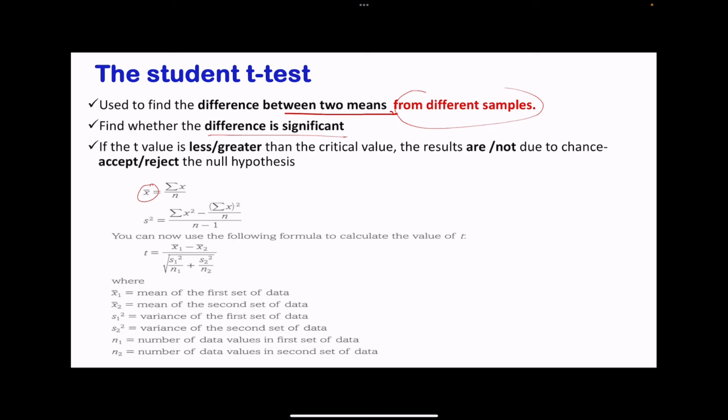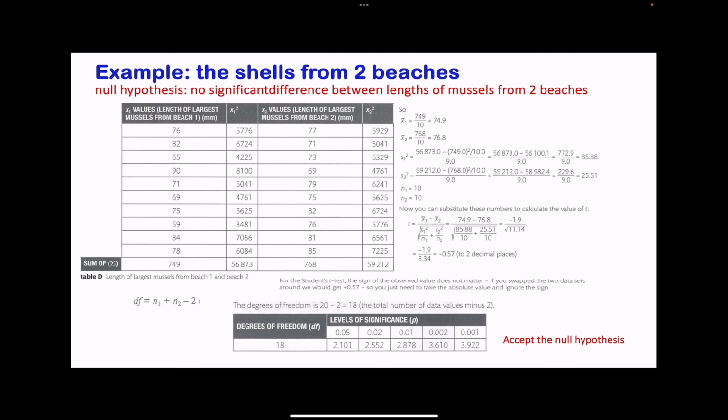This could be the mean of the first data or the mean of the second data. So x bar is equal to the sum of x divided by n. And then s squared is going to be the sum of x squared minus the sum of x, bracket squared, divided by n, all divided by n minus 1. And later we can use that here to find the t-value. The terms used here are defined here.